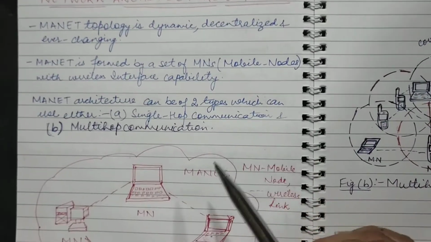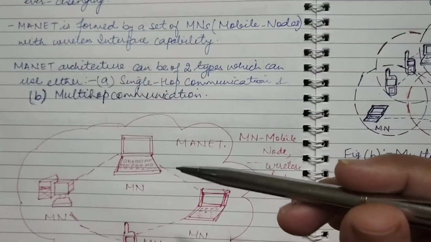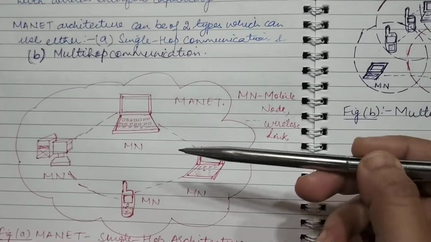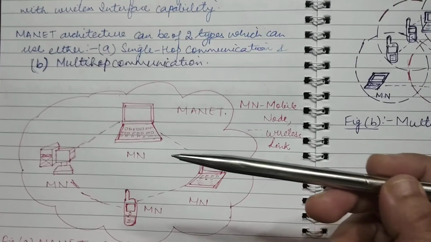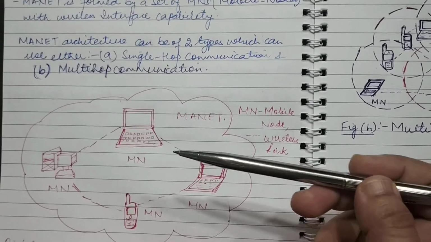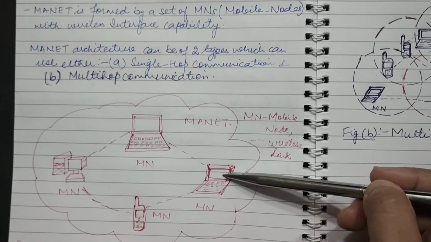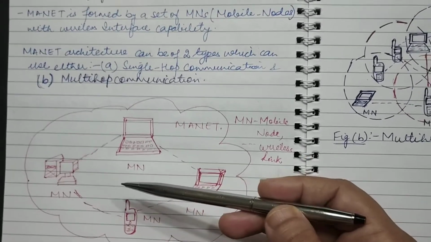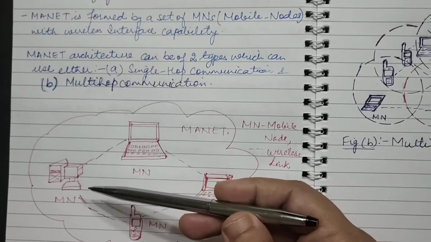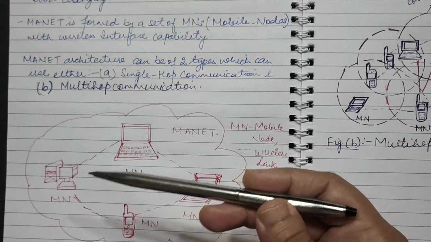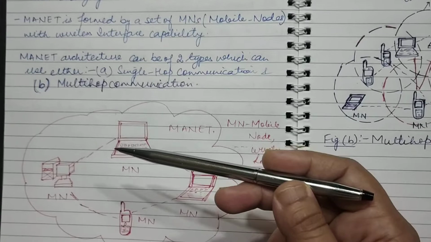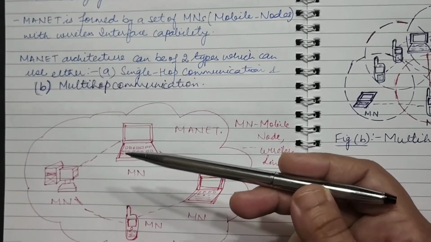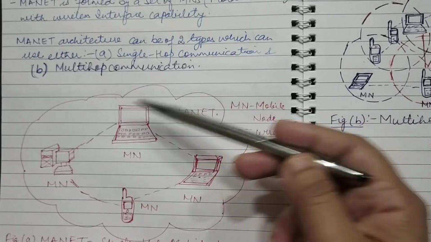The architecture of wireless ad hoc networks, that is MANET, is shown here in these two diagrams. The MANET is formed by a set of mobile nodes. These all are mobile nodes. These mobile nodes can be anything. It can be a laptop, it can be a mobile phone, it can be a desktop machine with wireless interface capability, communicating among themselves by means of the air as a communication medium.